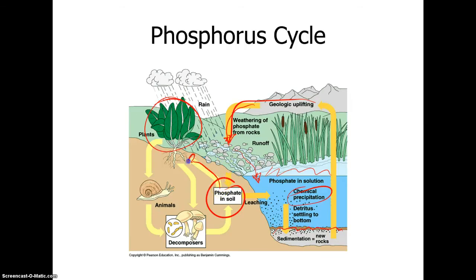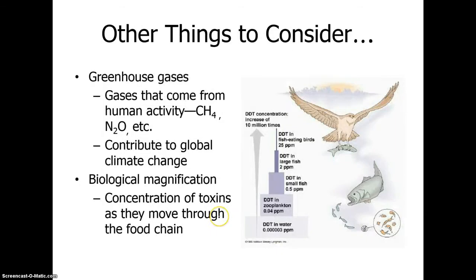Plants are going to take it out of the soil, use it to grow. Wow, it's really terrible arrows today. And the plants are going to die, be decomposed, release it back into the soil. Plants are also going to be eaten by animals, but those animals also will eventually die and be decomposed and release it into the soil. Okay. All right, other things to consider.